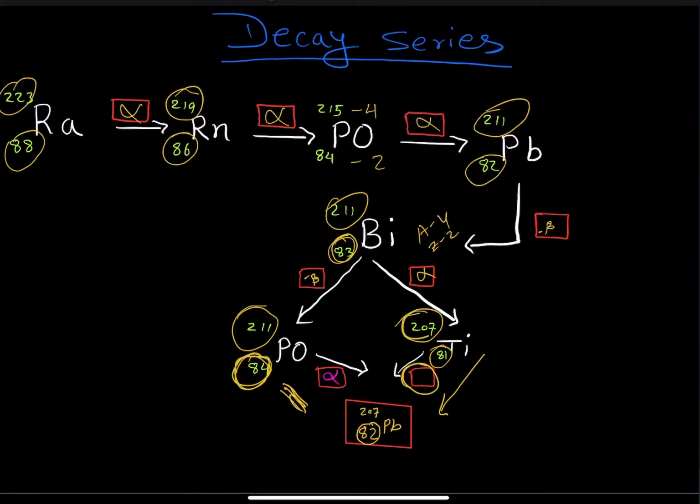You're going from 207 to 207, no change on A. You're going from 81 to 82, so you are adding 1 to the Z value. That means it should be beta minus decay. That's pretty much it. You just have to work through it. It's pretty simple, and you can solve any kind of question that you will encounter on the MCAT.